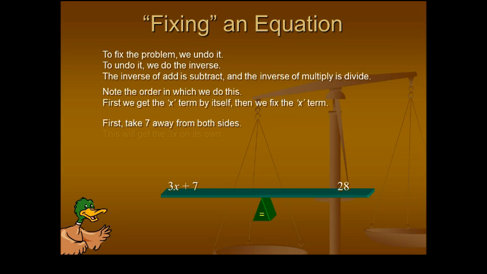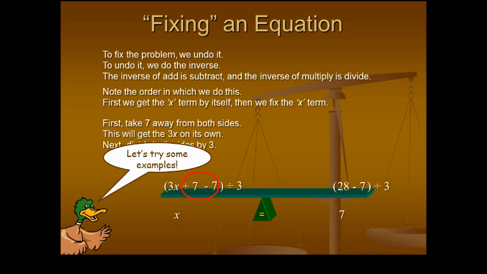First, take 7 away from both sides. This will get the 3x on its own. 3x plus 7 minus 7 is just 3x, and we subtract 7 from 28 as well, so 3x is 21. Next, divide both sides by 3. 3x divided by 3 is just x, and 21 divided by 3 is 7, so x equals 7.